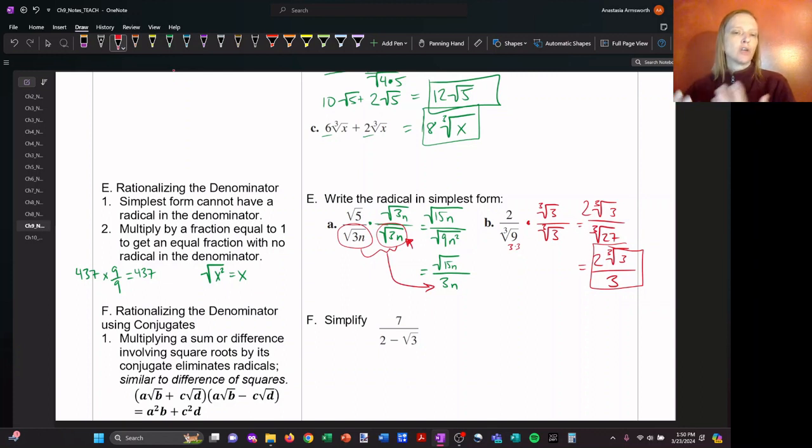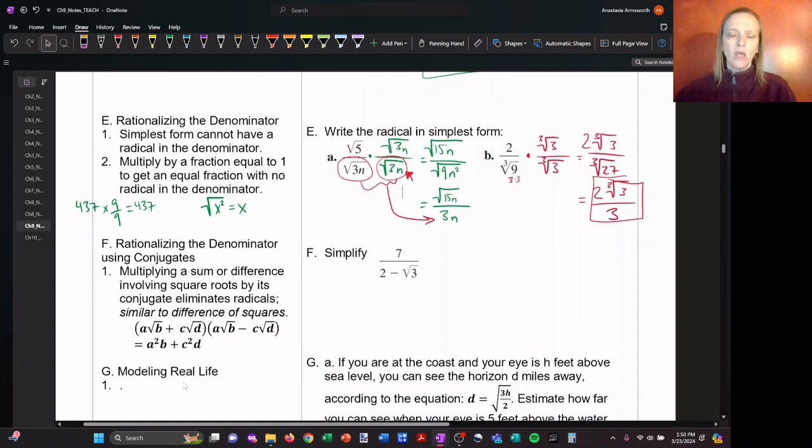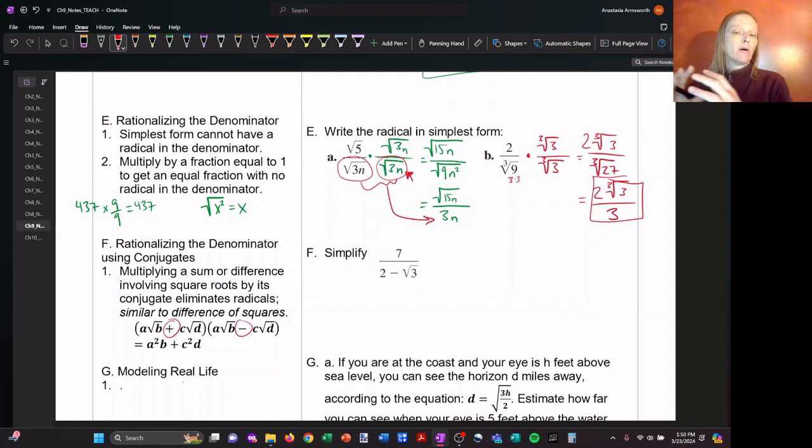What if you have two terms in the denominator? What if you have a polynomial in the denominator that has a radical in it? The strategy here that we use to get rid of radicals is to multiply by a conjugate. And a conjugate is a binomial expression that looks exactly the same as the original expression, except you flip the sign: an addition sign becomes a subtraction sign, or a subtraction sign becomes an addition sign.